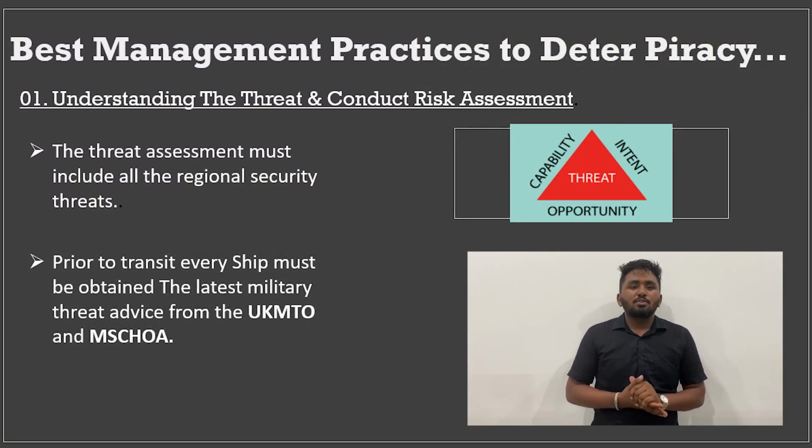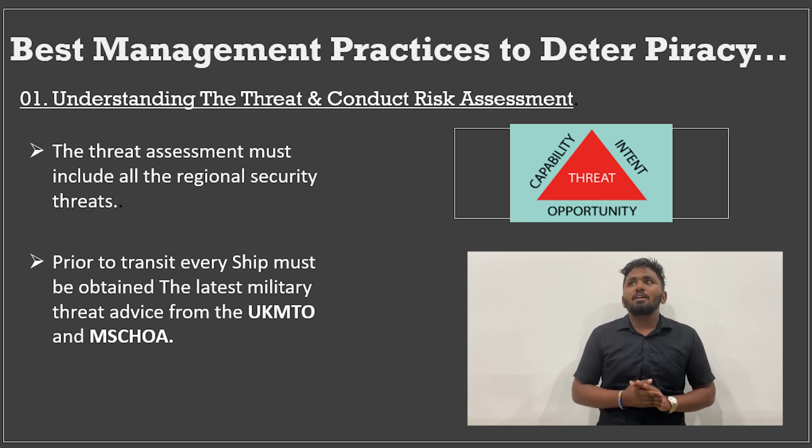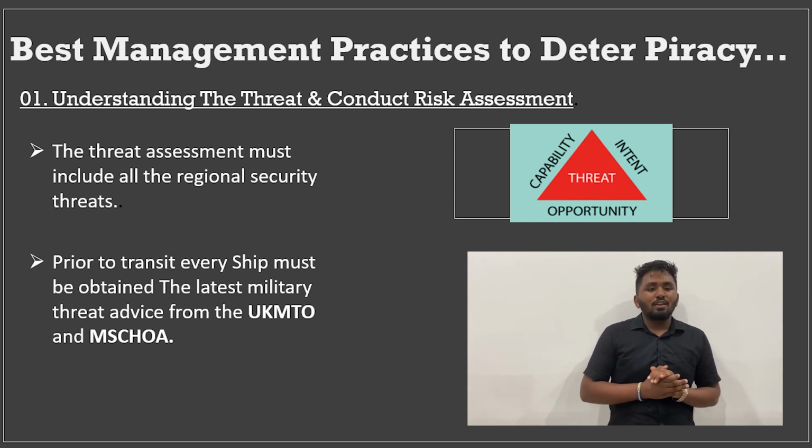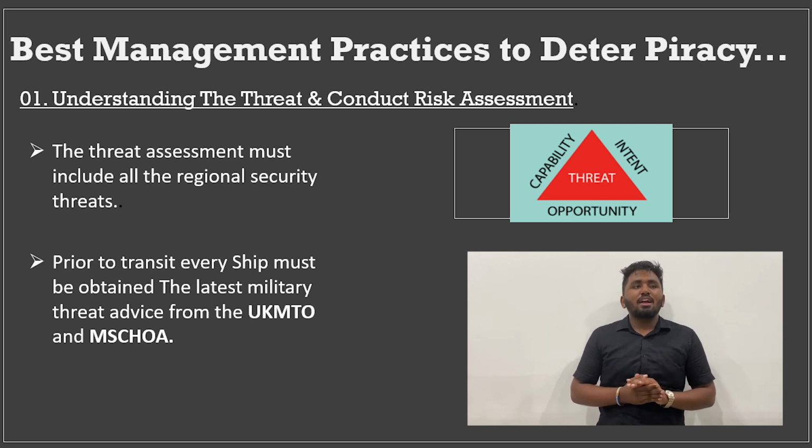So now I'm going to talk about threat assessment and risk assessment. Threat assessment is a form of capability, intent and opportunity, so we can see the triangle for that. Capability means attackers have the physical means to conduct an attack. Intent is demonstrated by continued attacks, and opportunity is what is mitigated by the company. So if one side of the triangle is removed, whether capability, intent or opportunity, then risk is minimized.